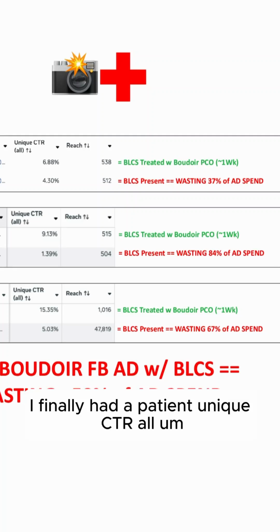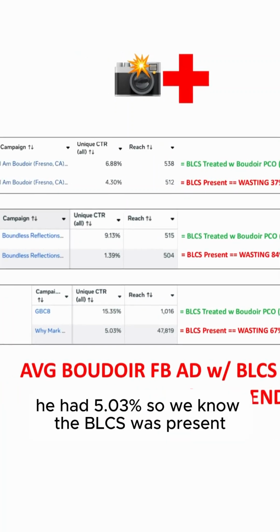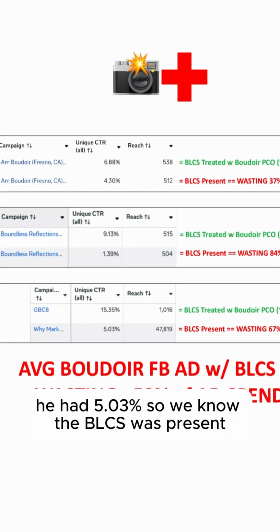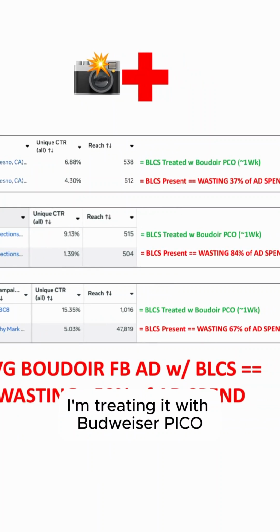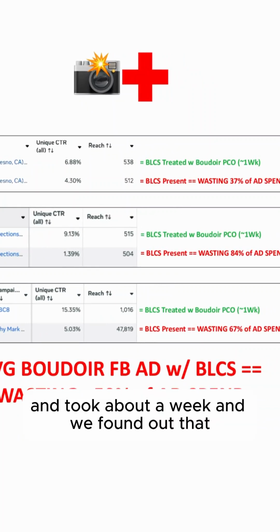And finally, we had a patient with a unique CTR all of 5.03%, so we know that BLCS was present. We did a lot more work with this one, treating it with Boudoir Pico, and it took about a week.